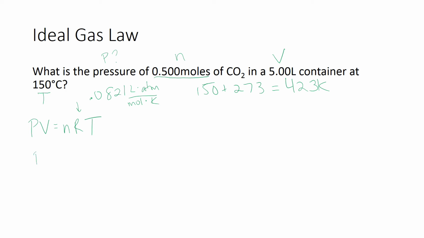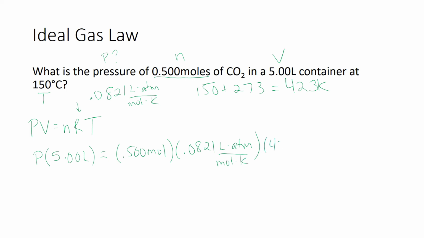I don't know pressure, so I'm going to leave my pressure, times the volume, which is 5.00 liters, is equal to my number of moles, 0.500 moles, times my constant, 0.0821 liter atmospheres per mole Kelvin, times my temperature in Kelvin, which is 423 K. So now to solve for P, I'm going to divide both sides by 5.00 liters. And so now all I have to do is solve the problem.